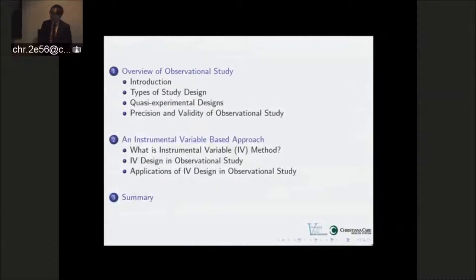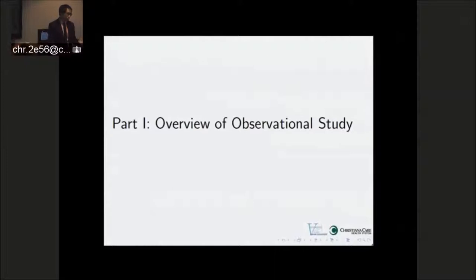So this is the outline of today's talk. It consists of two components. The first part is the overview of observational studies. It will include the definition, types of studies, and also how to evaluate the precision and validity of observational studies. In the second part, I will introduce the instrumental variable-based approach: what is an instrumental variable and how does it work in observational studies? I will also introduce some applications. Let's go to part one, the overview of observational studies.